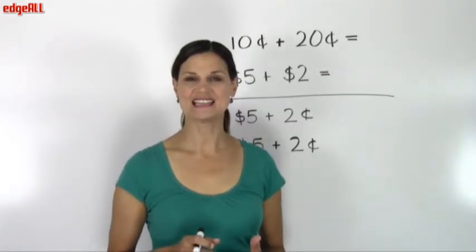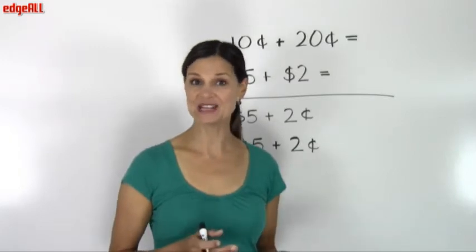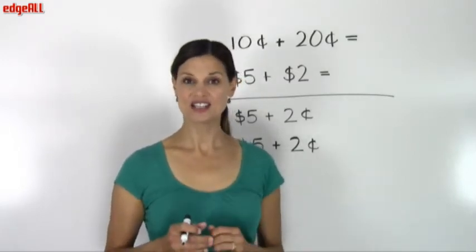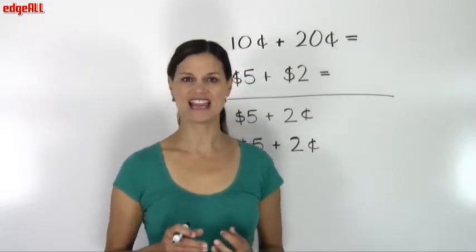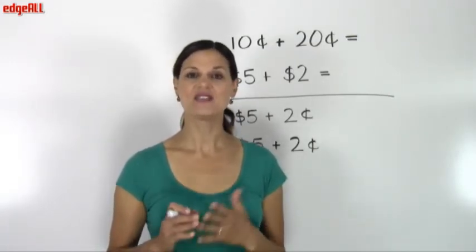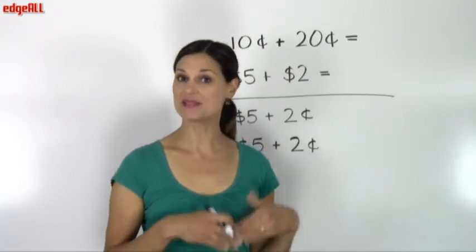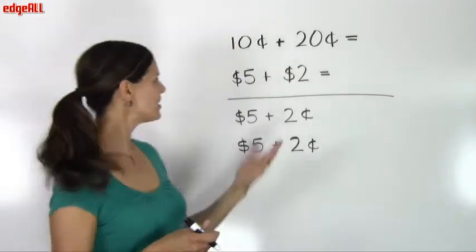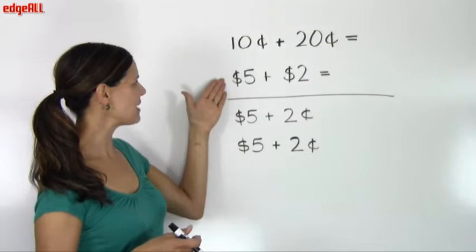Addition of money is very similar to adding any two numbers. First, look at the unit of money. They can be cents or dollars. If the units are the same, we simply add the numbers. So let's take a look at these two examples here.